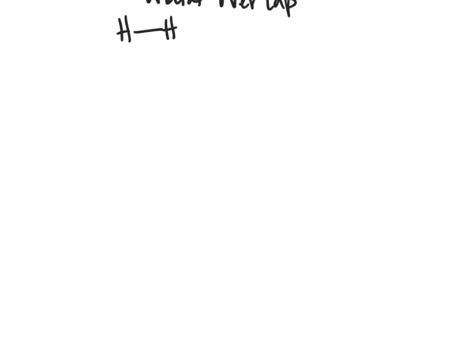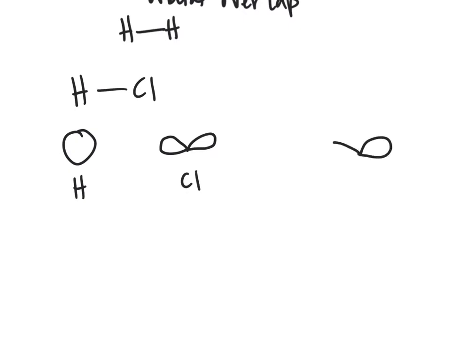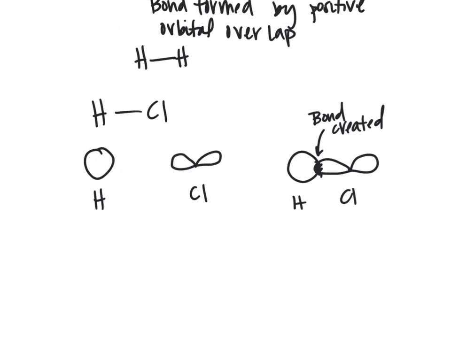So let's think about HCl. We know that the hydrogen is an s, the chlorine has p orbitals, which we know look like this. And so we can have the same type of orbital overlap. We have a hydrogen, we have a chlorine, and we still have our bond created. I haven't drawn the other chlorine orbitals that are in other orientations. So we see this creation of bonds, and we can see this by positive orbital overlap.